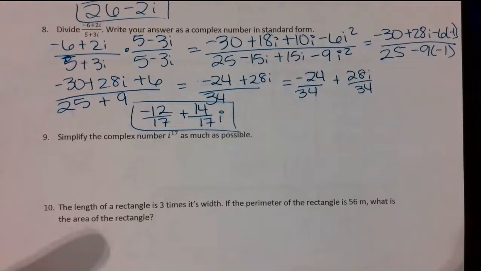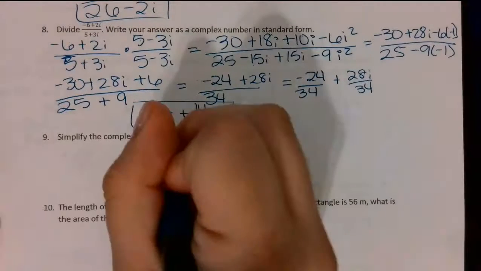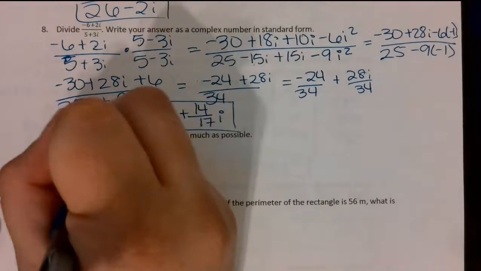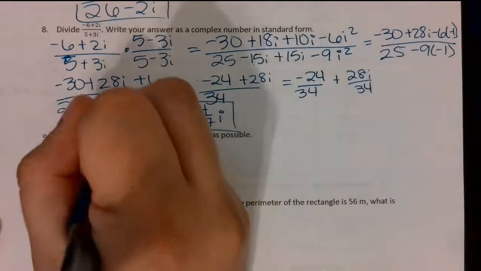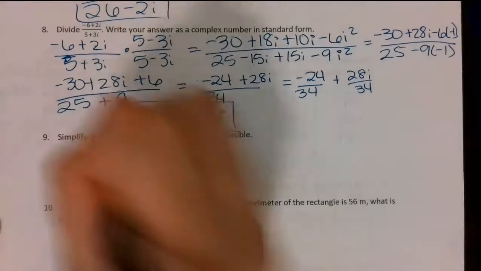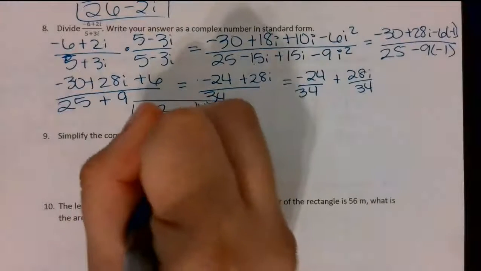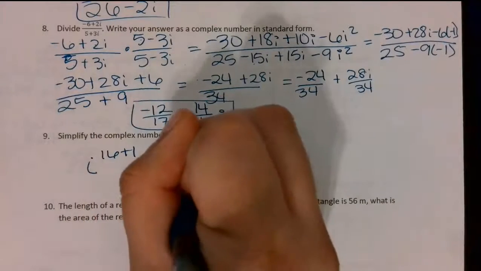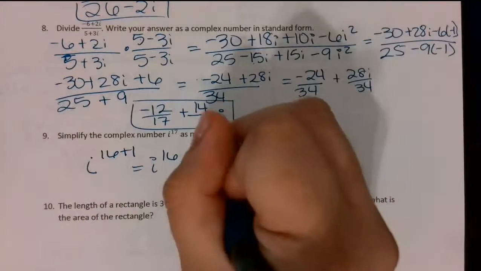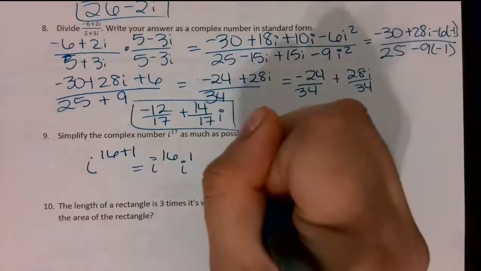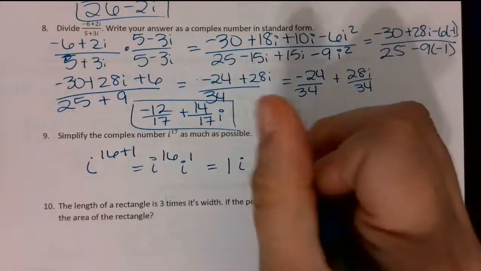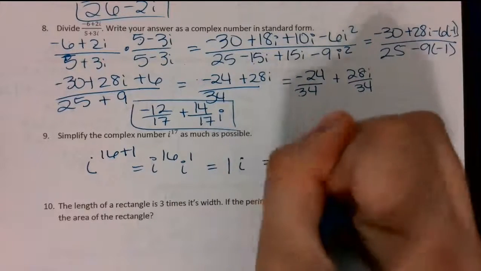Okay, number 9 wants me to simplify this complex number as much as possible. So I want to rewrite the power as something that's a multiple of 4. 16 is a multiple of 4, and then adding 1 gives me 17. So I can rewrite this as i to the 16th times i to the 1. i to the 16th is 1. i to the 1 is i. 1 times i is just i.